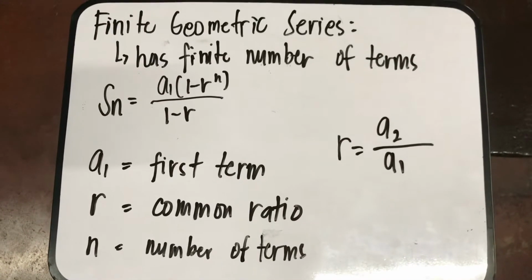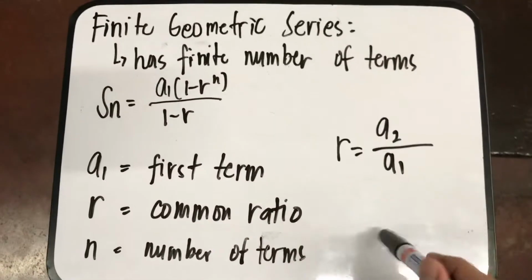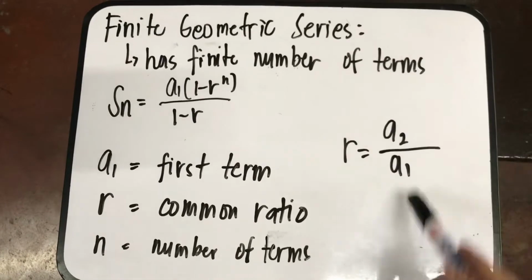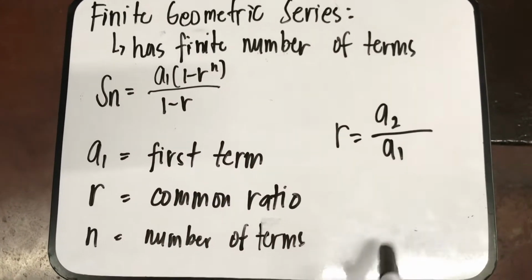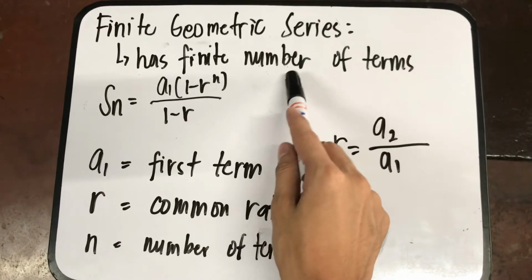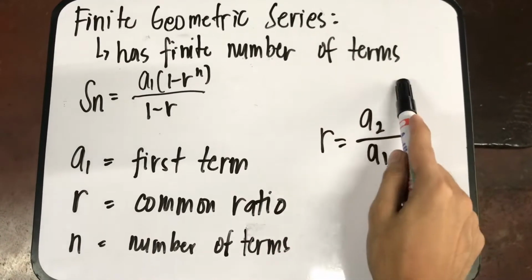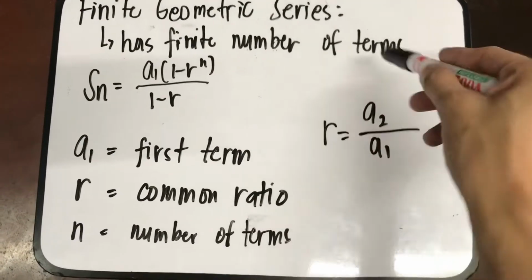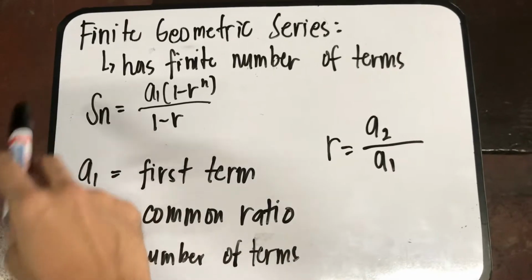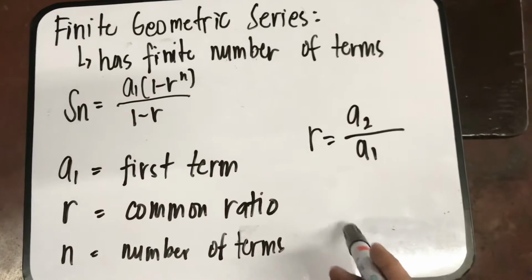Today we're going to discuss the finite geometric series. So kapag sinabi nating finite geometric series, it has a finite number of terms. So ibig sabihin, yung geometric sequence natin dito is merong first term and last term, or meron tayong specific terms na hinahanap. So we have here our formula in finding or solving the finite geometric series.